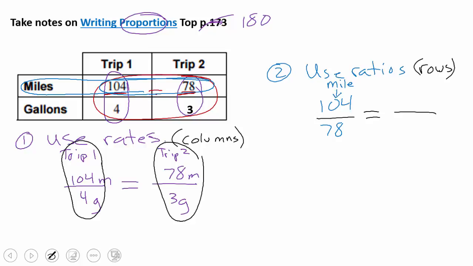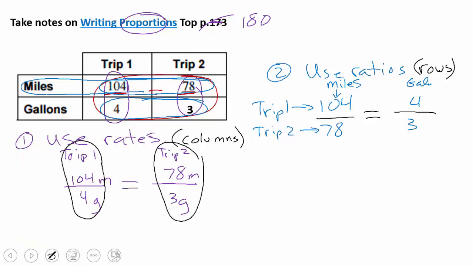Okay, so now I've got miles. That's going down with my first ratio. And then I have on the bottom gallons to gallons where it's 4 to 3. So these are my gallons. And recognize that trip 1 goes across as a row and trip 2 goes across as a row. And voila, I have another ratio, or excuse me, another proportion written.